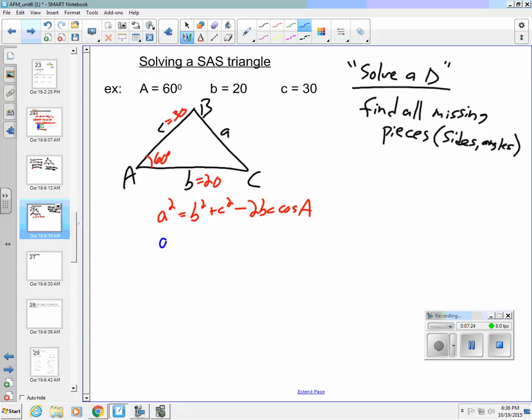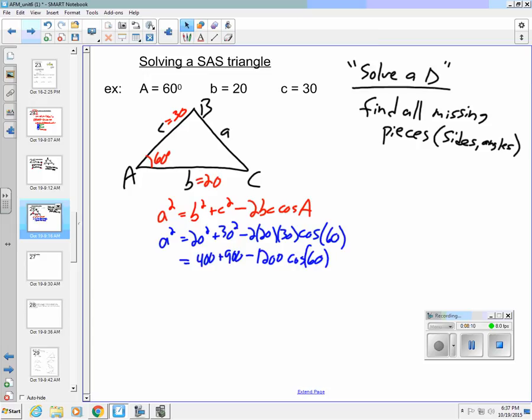So we don't know A yet. That's what we're going to be finding here, the side length A. We know B is 20, C is 30, and then we know angle A is 60 degrees. So keep working down the page. 20 squared is 400, 30 squared is 900. 2 times 20 is 40, and then times 30 would be 1200 cosine 60.